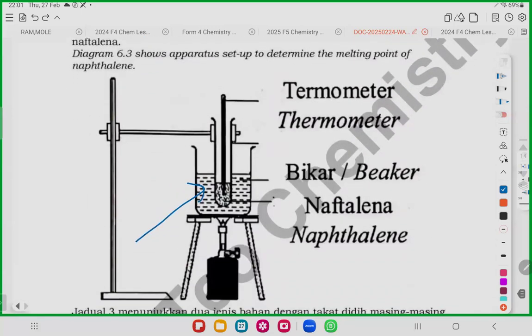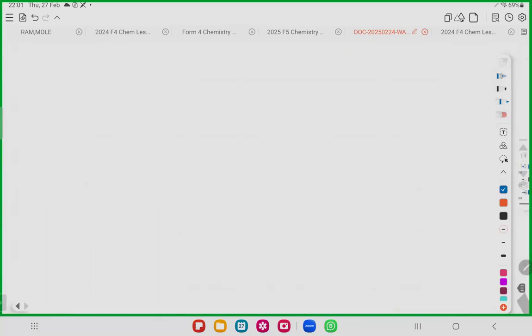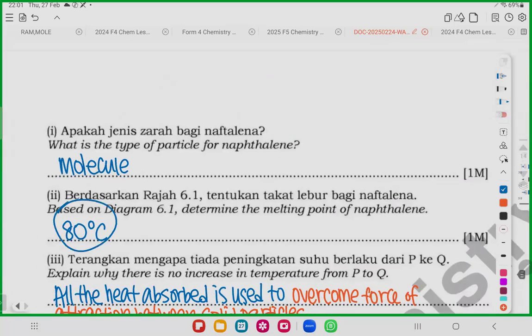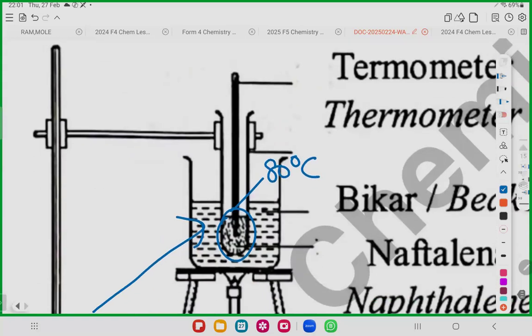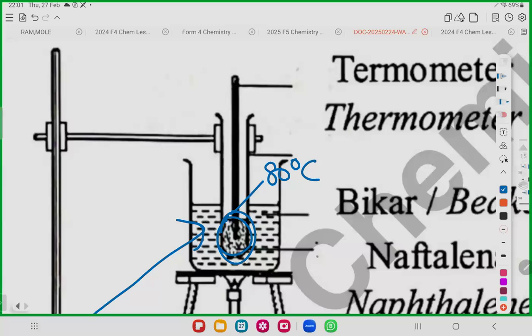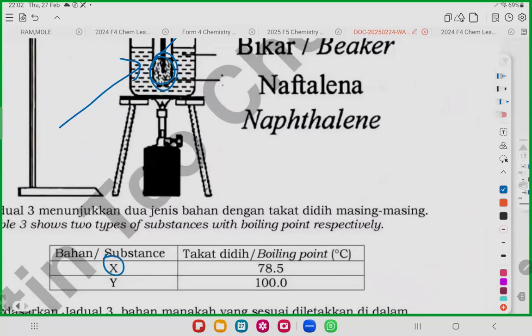How do you know what liquid to put? This one is naphthalene. From the previous question, what is the melting point? 80. So if you want to melt the substance, you need to heat until 80 degrees Celsius. Do you think we will use substance X? No. Substance X has a boiling point of 78.5. So before I even reach the 80 degrees Celsius that I wanted, all the liquid here already boils, becomes gas, and dries up. You don't want that. You don't want the bath to dry up before you heat to the temperature you wanted.